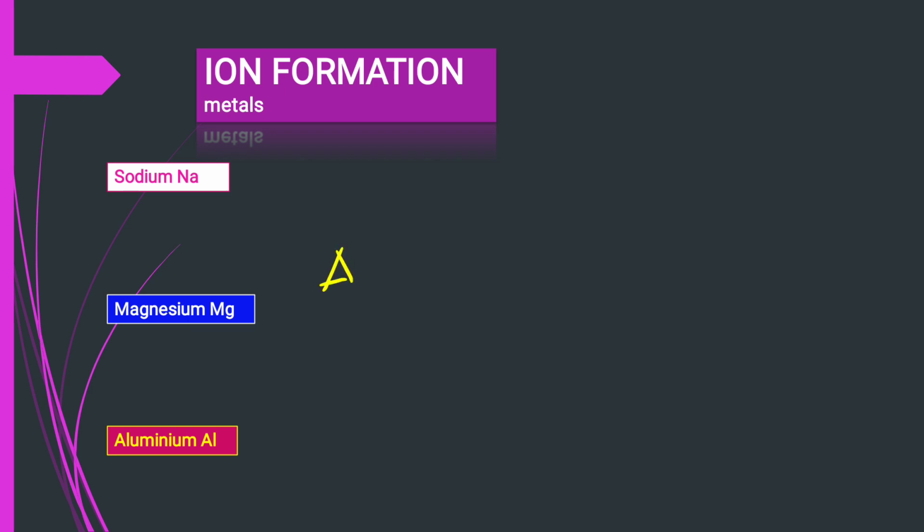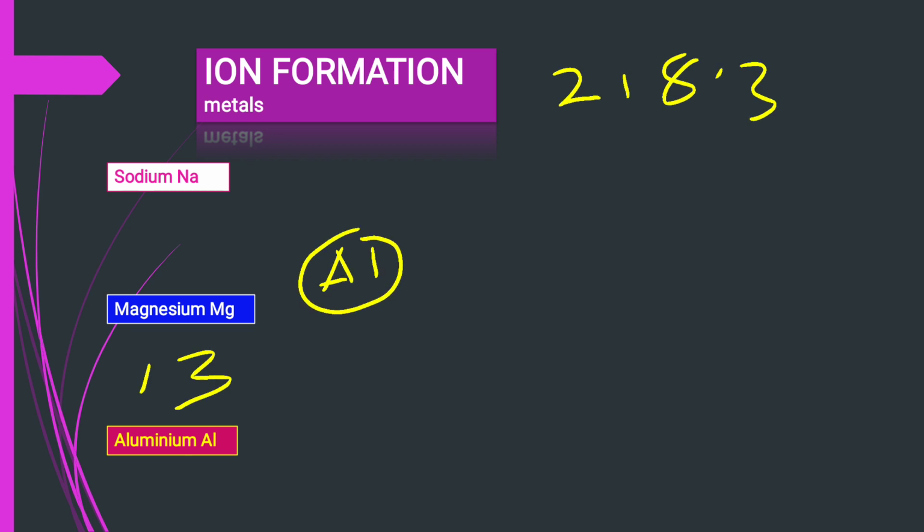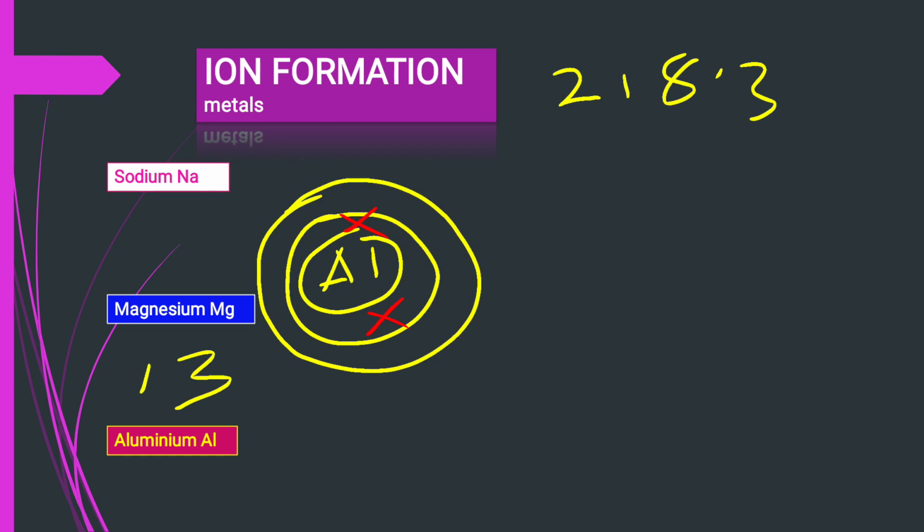Aluminium, on the other hand, has an electron configuration of 2, 8, 3. This is from the fact that its atomic number is 13. So 2 plus 8 plus 3 gives us 13. Its atomic structure will look like this. We will have the first energy level with 2 electrons, and then we will have the second energy level with 8 electrons.